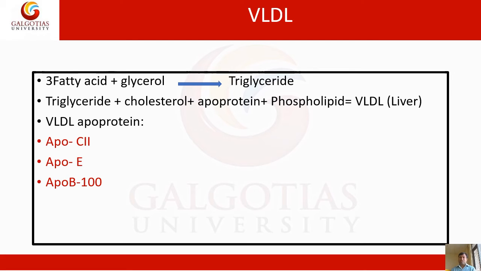The liver is the largest organ and it can synthesize different types of lipoproteins. We can see here that VLDL contains different types of apoproteins: ApoC2, ApoE and ApoB100. These proteins are present in the VLDL.